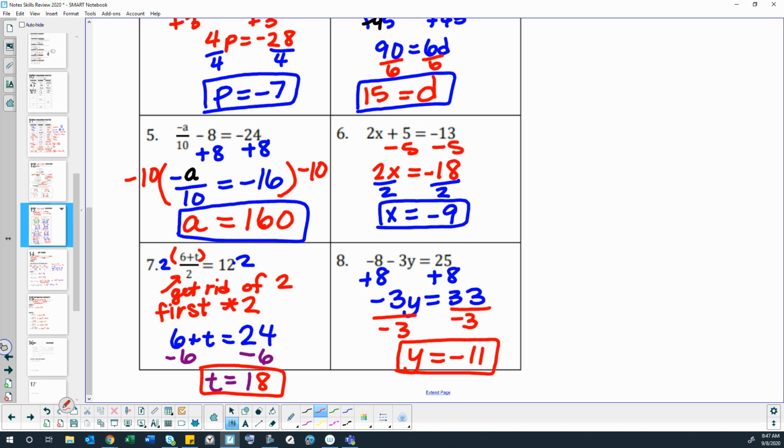So on every problem except for number 7, and that's because it was geared with the constant in the fraction, we added or subtracted the constant first, and then we divided or multiplied by the number to get the variable by itself, and got an answer from the variable.